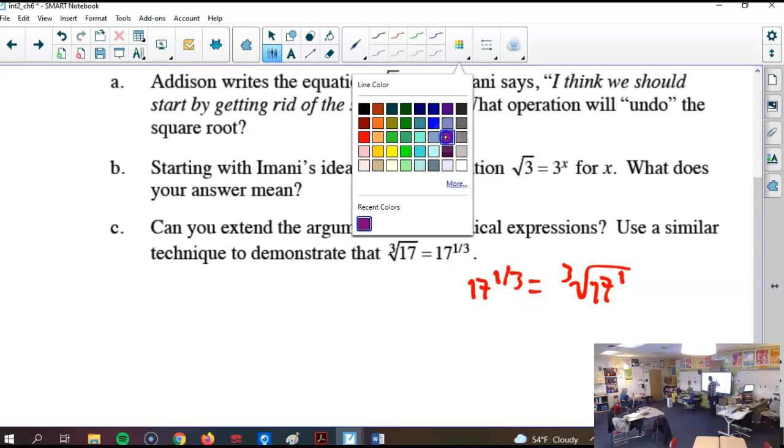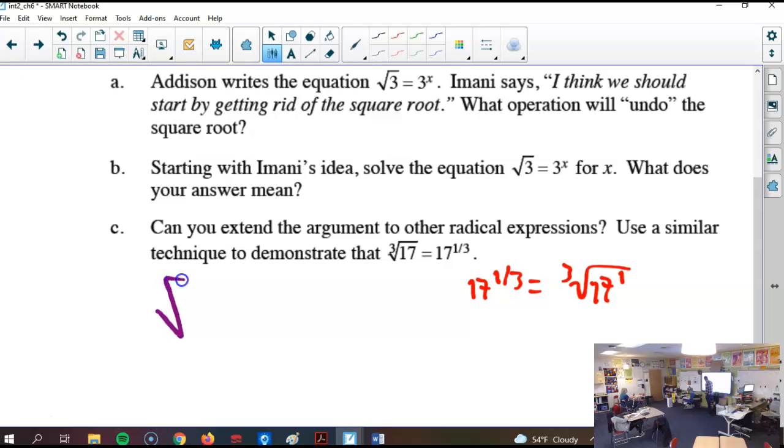Let's do 4. 4 is a nice number. The square root of 3 equals 3 to the 1/2. So if somebody walks in and argues you're wrong, what if they say, I don't believe you that x is for sure going to be 1/2? So you have to prove it to them. Okay. Calculator? No.